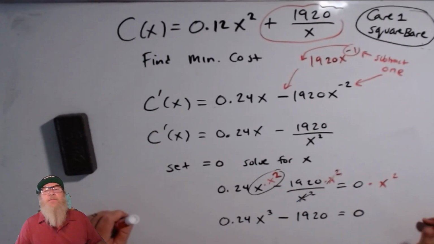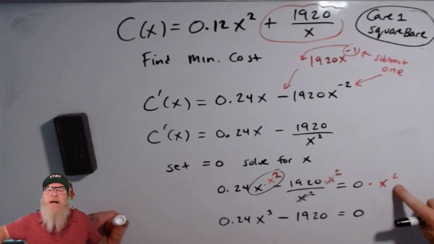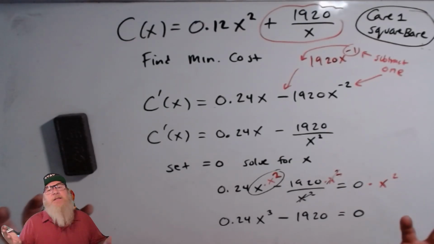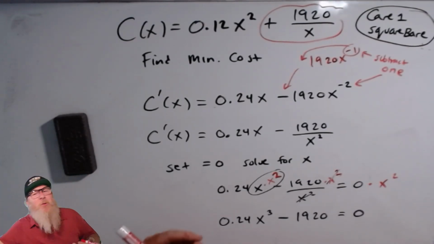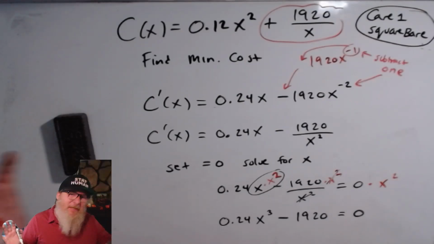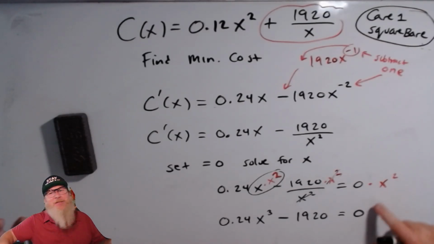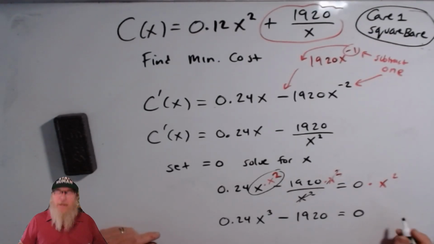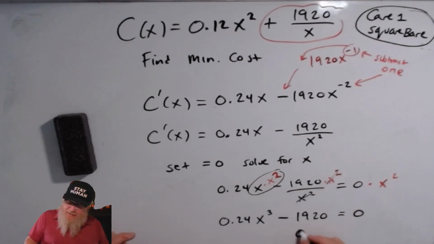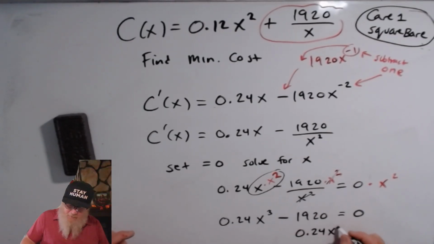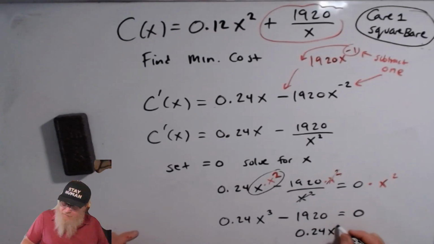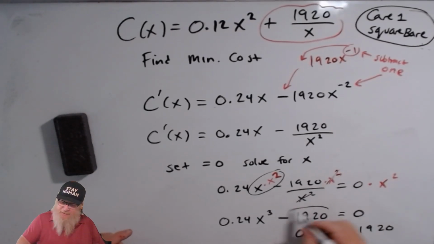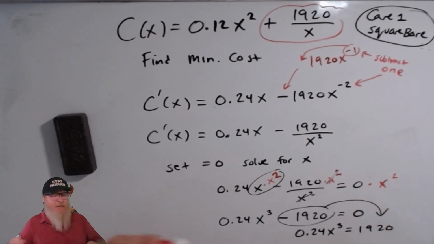It's just 0. So you might ask, well, why do I have to do that side if it's just going to become 0? Because it's math, right? And whatever you do to one side of an equation, you got to do the same thing to the other side. So I'm just exercising good math here, even though the right side didn't really matter. Move the 1920 over. You're going to get 24 hundredths of a cent times x cubed equals positive 1920. I'm adding it to the other side.